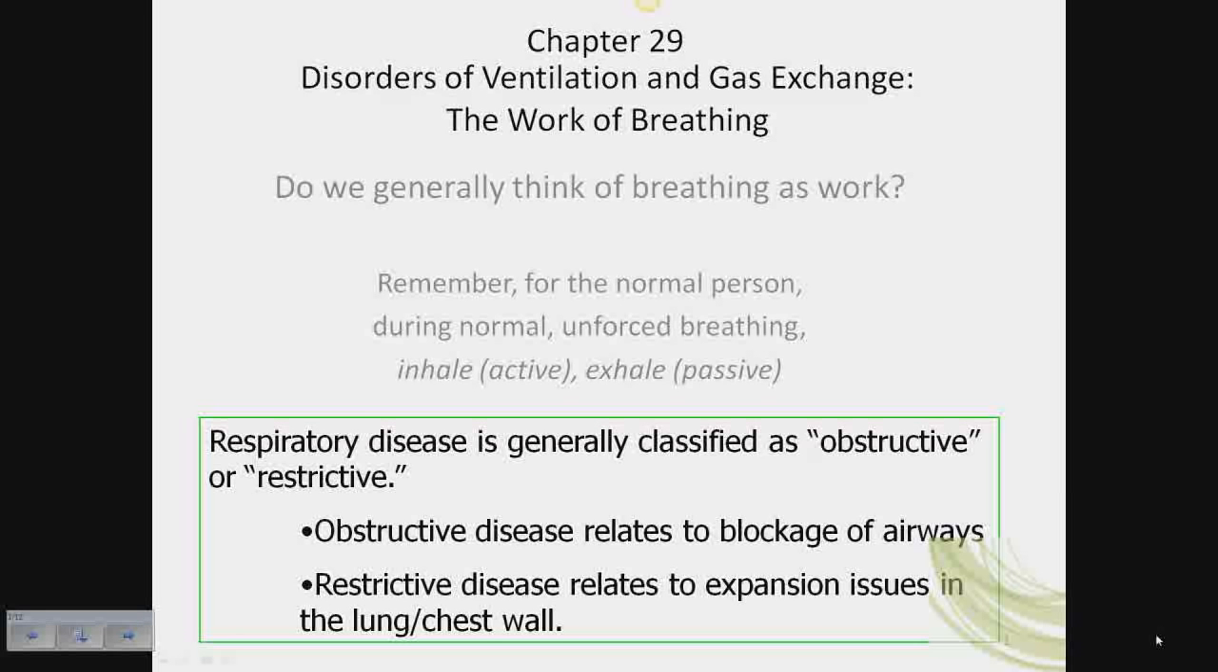Hello class, it's time to start on chapter 29, which is disorders of ventilation and gas exchange, or as I like to say, the work of breathing. And we don't really usually think of breathing as work, do we?